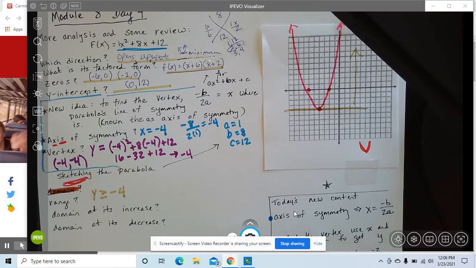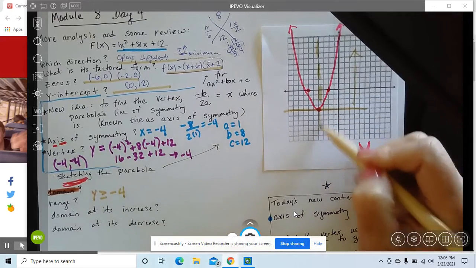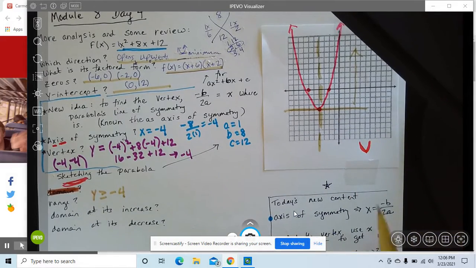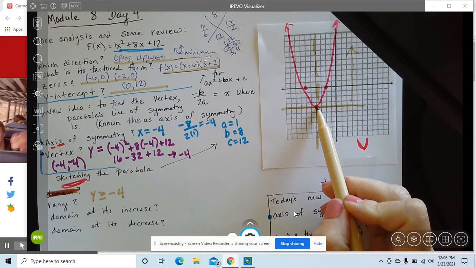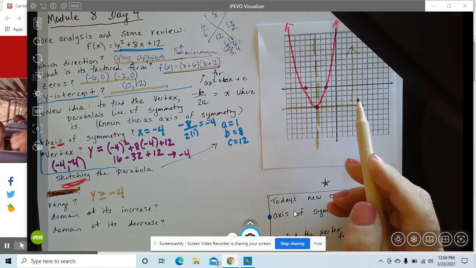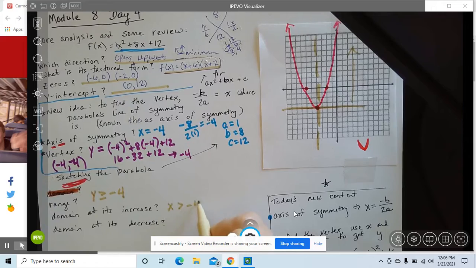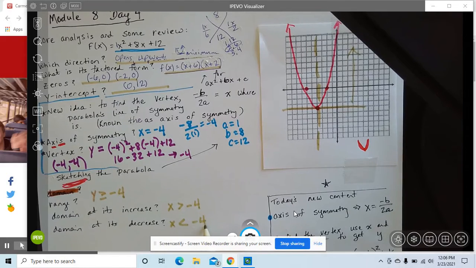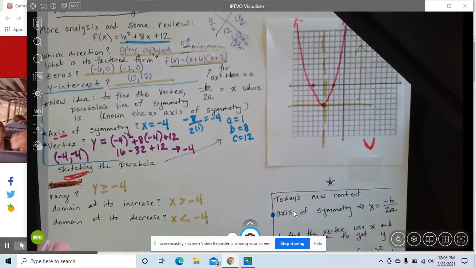Now where the parabola increases and decreases. So the axis of symmetry is that line going down the middle. This parabola is increasing on the right. So x is at -4, and the parabola increases as x increases as well. So the increase is where x is greater than -4. Therefore, the decrease, which is on the other side, has to be where x is less than -4. Those are review concepts.